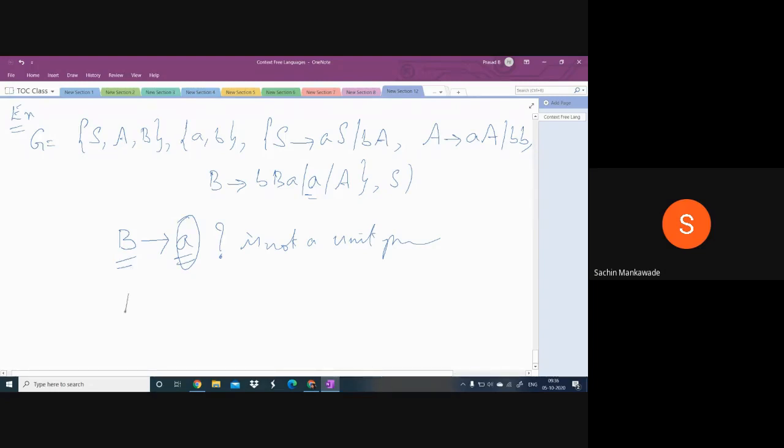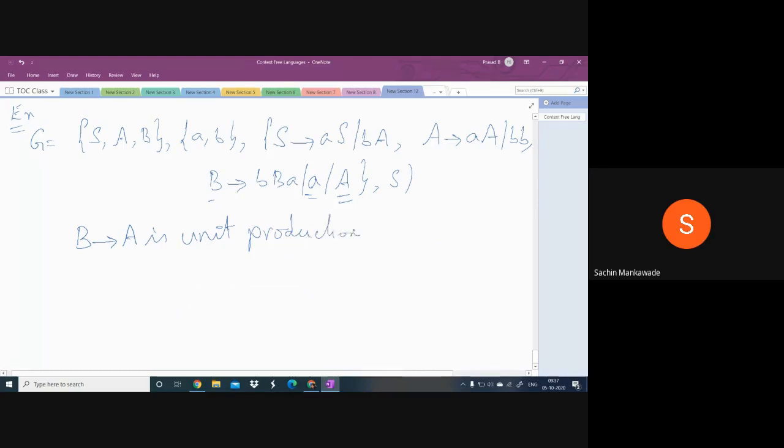What is the unit production? The left side is single and the right side is also single, and it should be a non-terminal. Look at this. Yes, this one: B derives A is a unit production, whereas B derives small a is not a unit production. B derives A is a unit production. Now, how to eliminate this unit production?